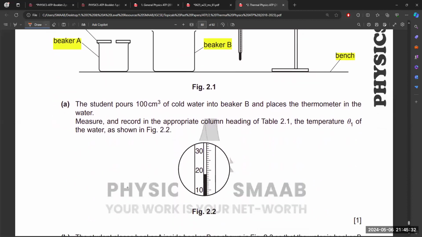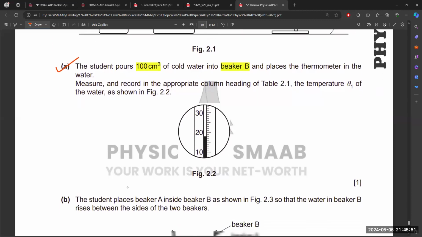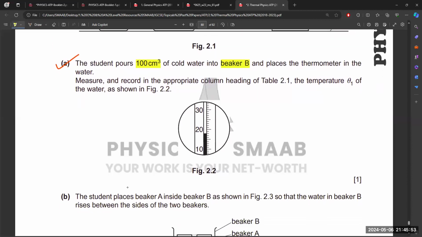The student pours 100 cm³ of cold water into beaker B and places the thermometer in the water. Measure and record, in the appropriate column heading of table 2.1, the temperature theta 1 of the water as shown in figure 2.2. So basically we are using the symbol theta for temperature, not T.